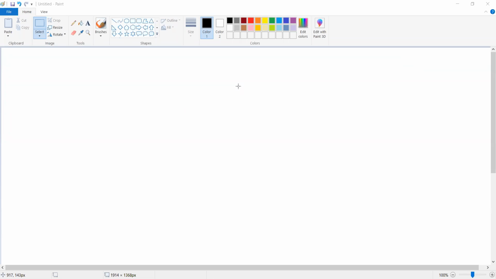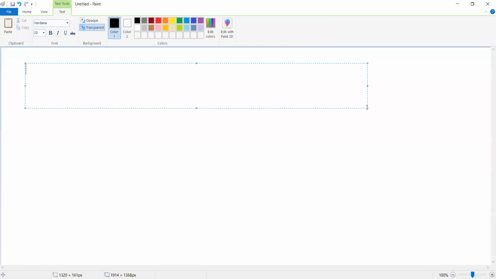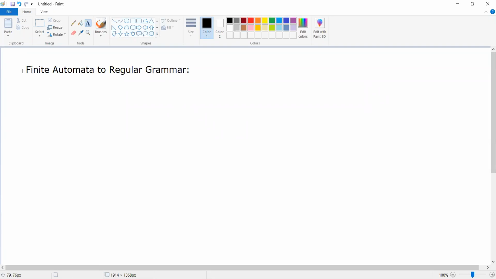Good morning all. In today's topic, we are going to discuss finite automata to regular grammar. In the sense, you have been given an input called finite automata, and from that finite automata, you need to find out the corresponding regular grammar for that.